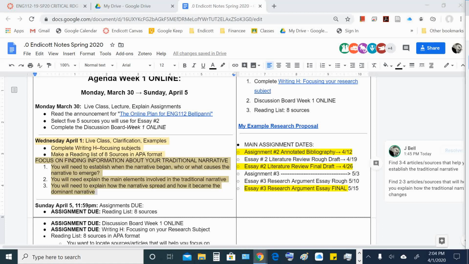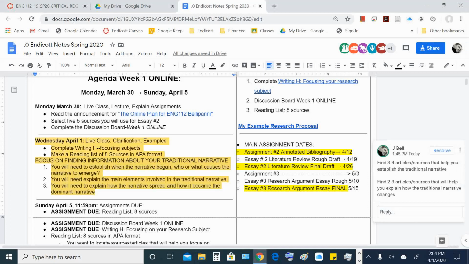You're going to need to establish when your traditional narrative began, like who or what caused the narrative to emerge. That's one thing you're going to have to talk about. You need to explain the main elements involved in your traditional narrative. So I'm still doing higher education, so I'm going to need to talk about when this concept of going to college being necessary for success really began, and who began it. Was there a group of people? Was there one person? How did it start? I don't need to go all the way back to the Greek times, where they started to learn. I just need to get back to this American narrative where college is important. So I have to talk about when it came about.